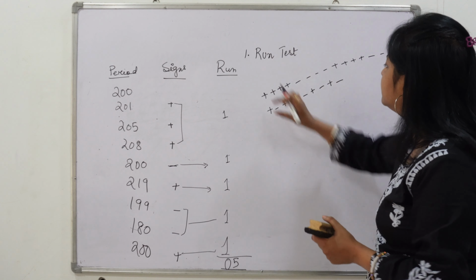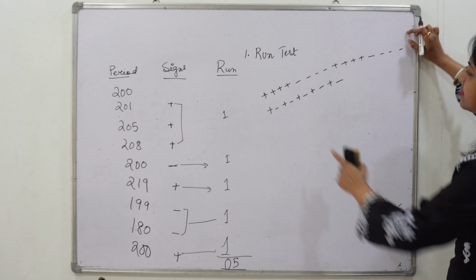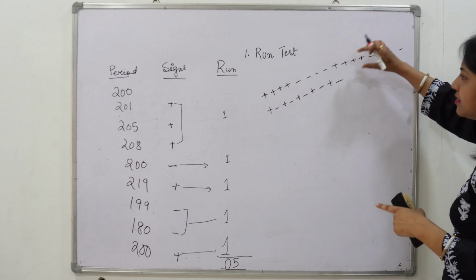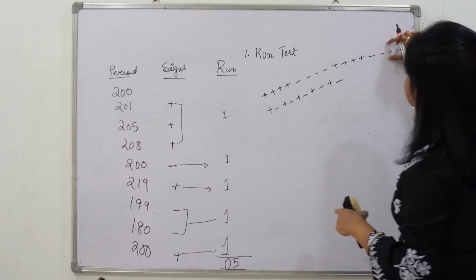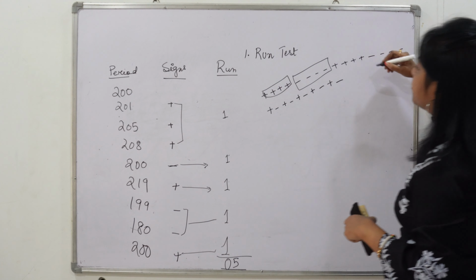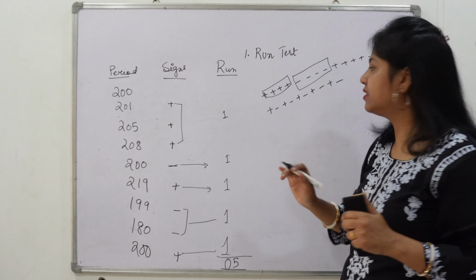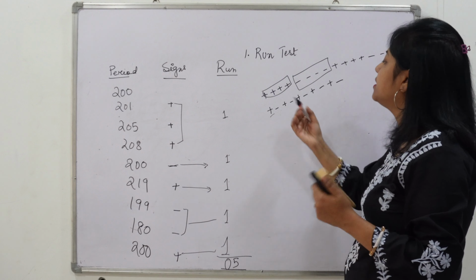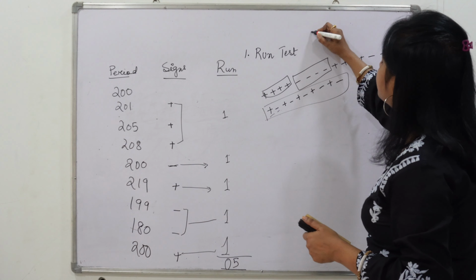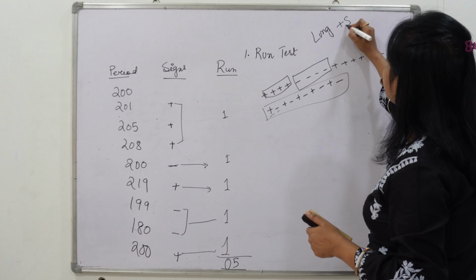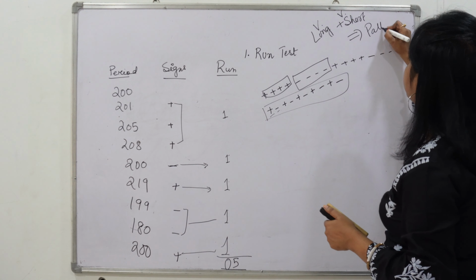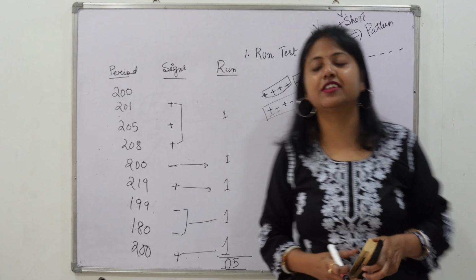Now, if the pattern is very high, so many plus signs, so many minus signs, if we find the signs like this, it's very clear, see there is a long run, this is a long run, 4, this is a long run again. So if there is a long run, then we can say there is a pattern, and if the run is very short also, see plus, immediately there is minus, plus, immediately there is minus, there is again a pattern. So if the run is very long, as well as if the run is very short, then there is a pattern.